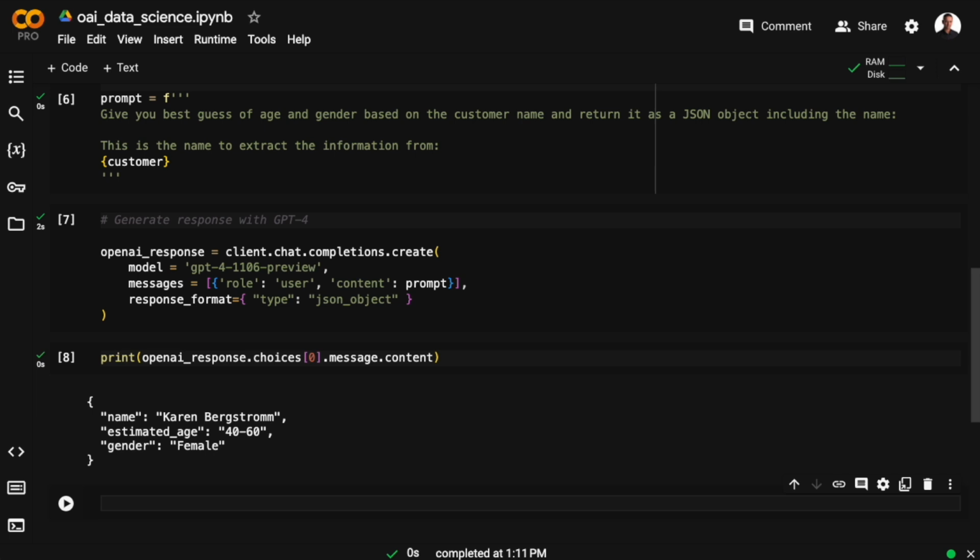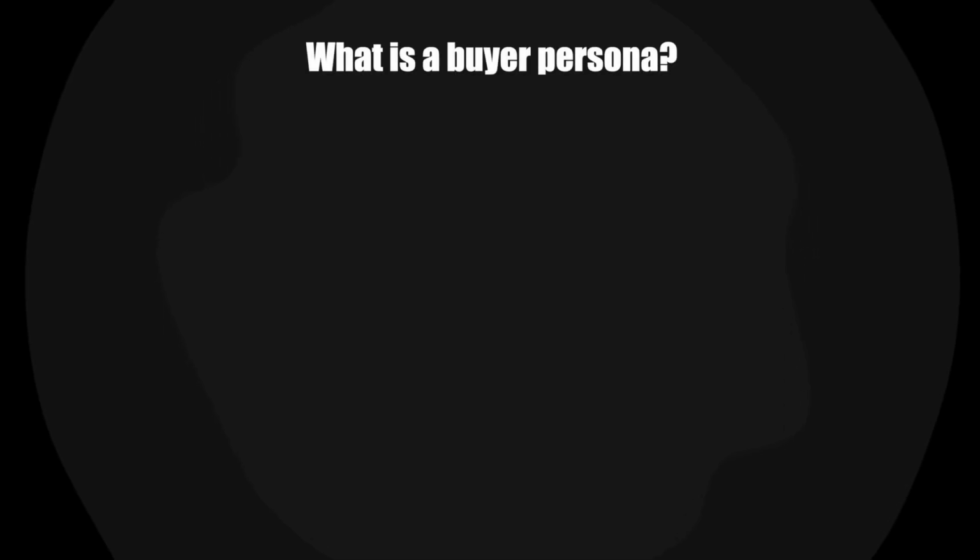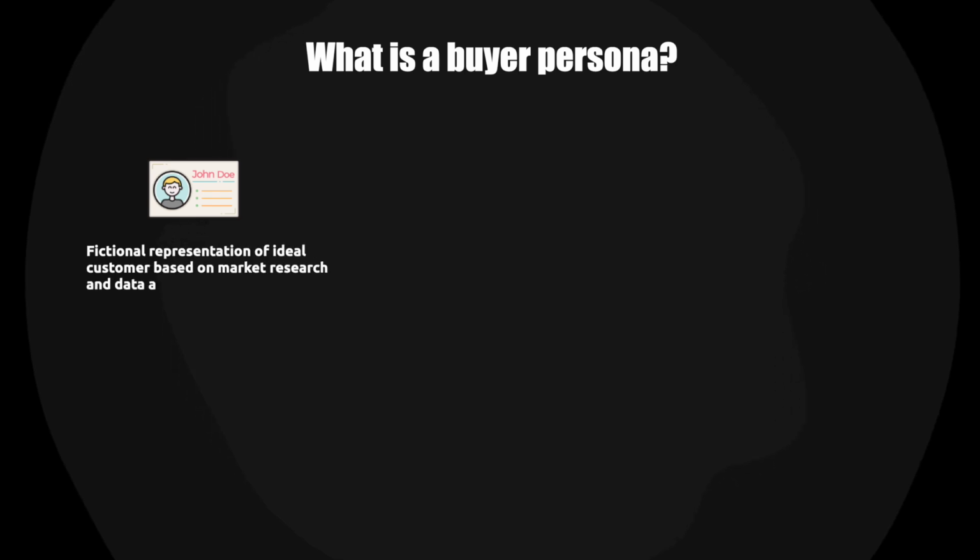Now, this is already useful, and you can probably see where I'm going with this, because we can pass a lot more than the name of the customer to the language model. And we can have the language model tell us what type of buyer persona Karen is. So what is a buyer persona? A buyer persona is a fictional representation of an ideal customer based on market research and data on existing customers.